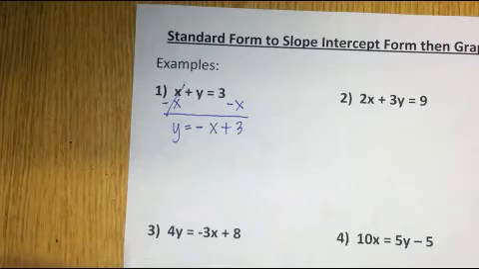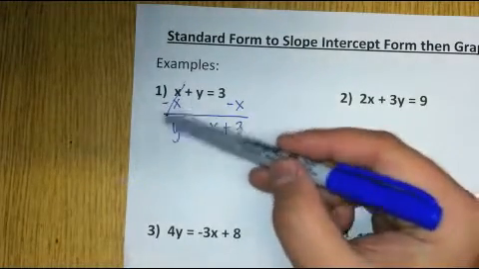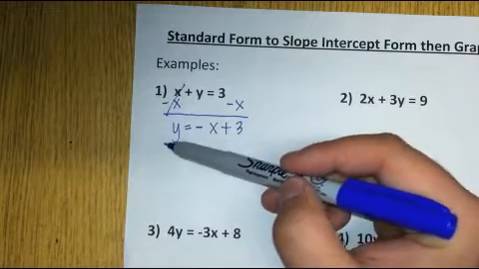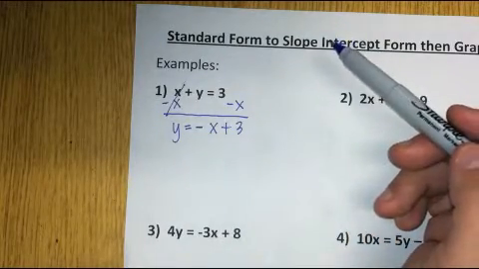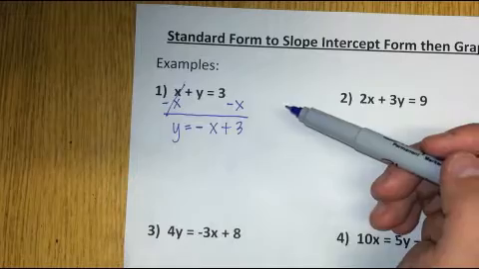Okay? Now the second step doesn't really apply here, meaning to divide everything by the number in front of y. If this was a 2y, then I would divide everything out by a 2. But essentially, I'm ready to graph. This is good to go.